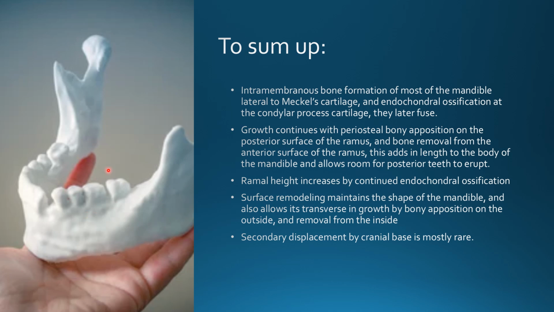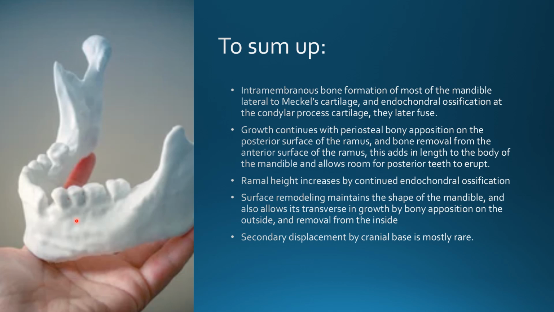And we have the bony apposition by the periosteum on the posterior surface of the ramus, and bone removal from the anterior side helps the mandible body grow in length and makes room for the teeth to erupt into it. Okay, there's also surface remodeling that maintains the shape of the mandible just like the maxilla, and it allows the transverse ingrowth by bony apposition on the outside and removal from the inside.